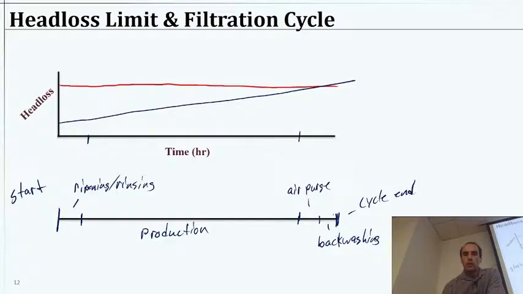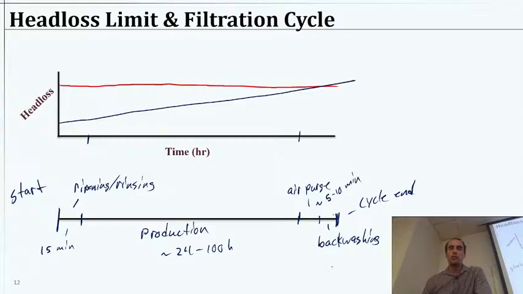And one other thing I'll do for you here is I'll give you typical time frames. So we said production would be anywhere from 24 to 100 hours, something like that. The rinsing and ripening is probably 15 to 20 minutes. This does not take a long time, so it's not really drawn to scale. The air purge would probably be 5 to 10 minutes, just bubbling some air through. And the backwashing should also only take something like 10 to 15 minutes.